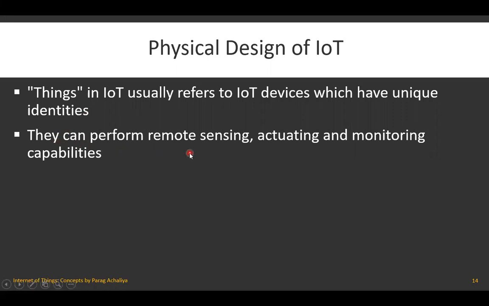They can perform remote sensing, actuating, and monitoring various capabilities. So the task of the things in your IoT application will be what? They will be sensing remotely, means what? The sensor will be attached at a different location and the server will be at a different location. The sensor will sense the environment condition. That particular data will be sent to the server at another location, or the actuator will be at another location. So they will be performing some activity remotely.